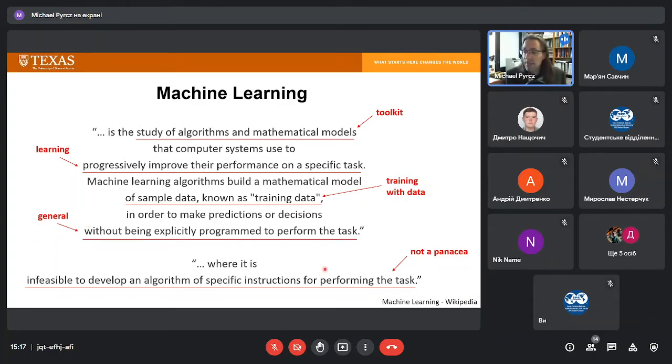Now, the important thing is many people, when they read the definition of machine learning, don't go to the end of the article. And there you'll hear where it is infeasible to develop an algorithm of specific instructions for performing the task. What does that mean? It means if you're an engineer and you know the engineering physics to solve the problem, use that. Don't use machine learning. No, not unless you need very fast predictions, not unless you don't fully understand the physics. There must be a justification. But if you know the physics and you can do that, it's better to do that.